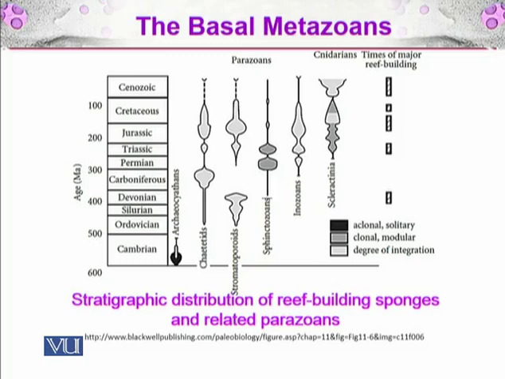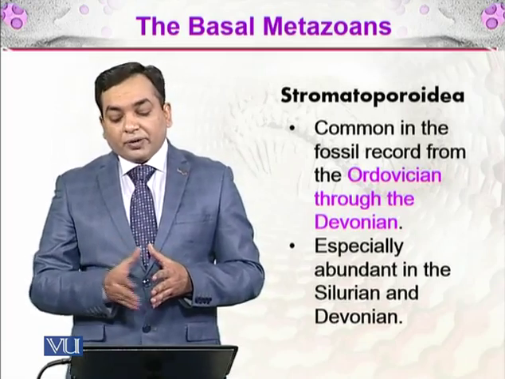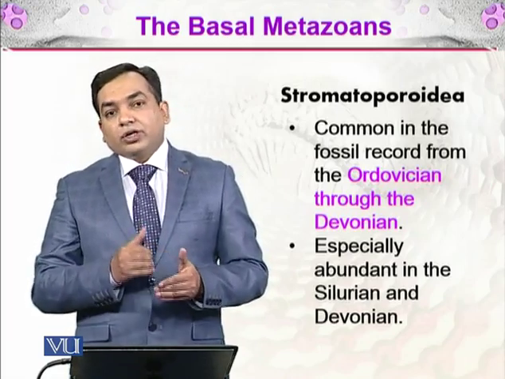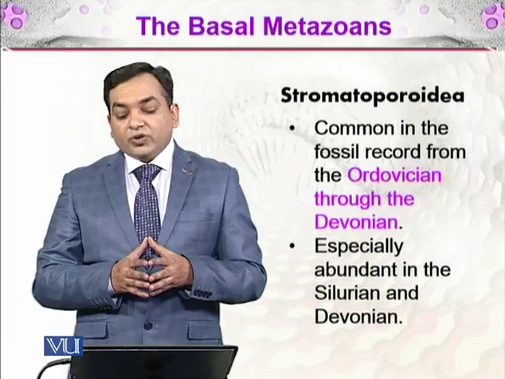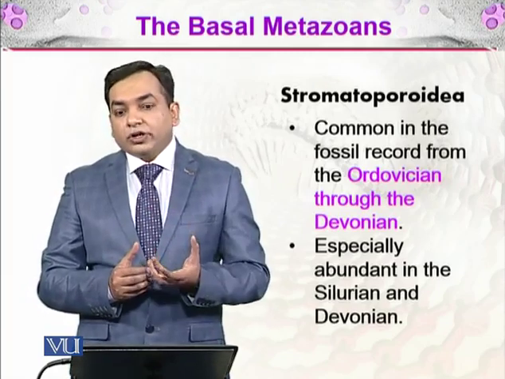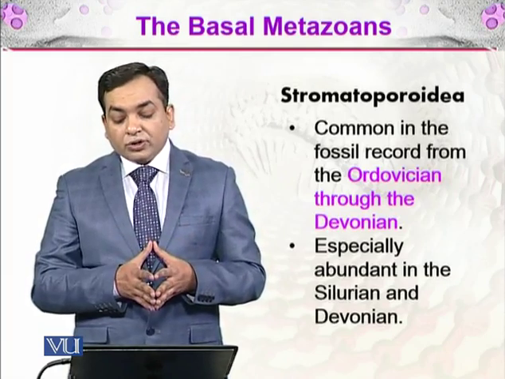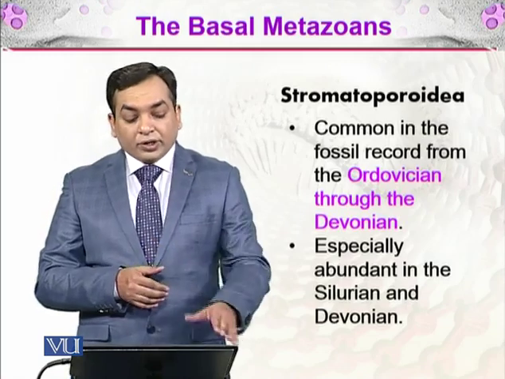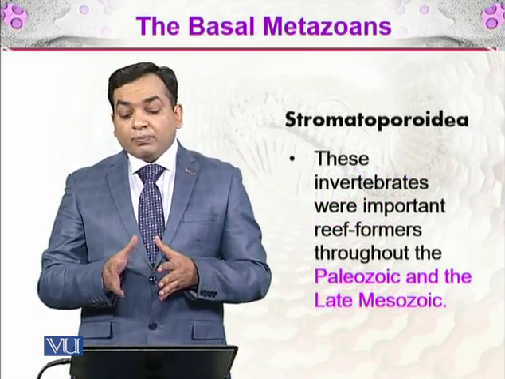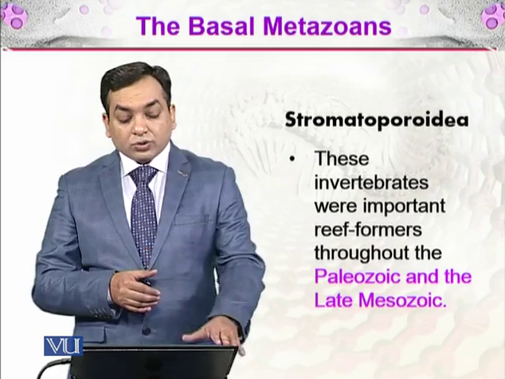So the next group inside the Porifera is the Stromatoporoidea, common in the fossil record from the Ordovician through the Devonian period. These are the organisms which were common during the Ordovician and Devonian periods, and in the fossil record of these organisms we can find those. They are especially abundant in the Silurian and Devonian periods. And these invertebrates were important reef formers throughout the Paleozoic and late Mesozoic era.